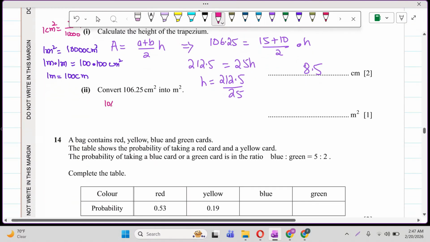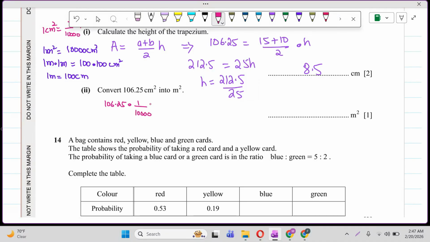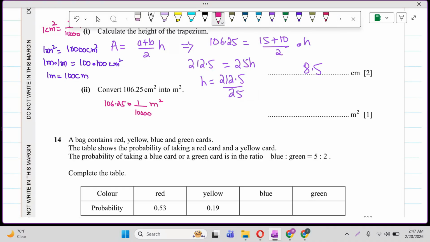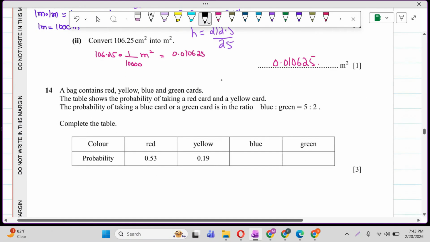So 106.25 times 1 centimeter square, which is 1 over 10,000 meter square. So this one is equal to 0.010625. So 0.010625.